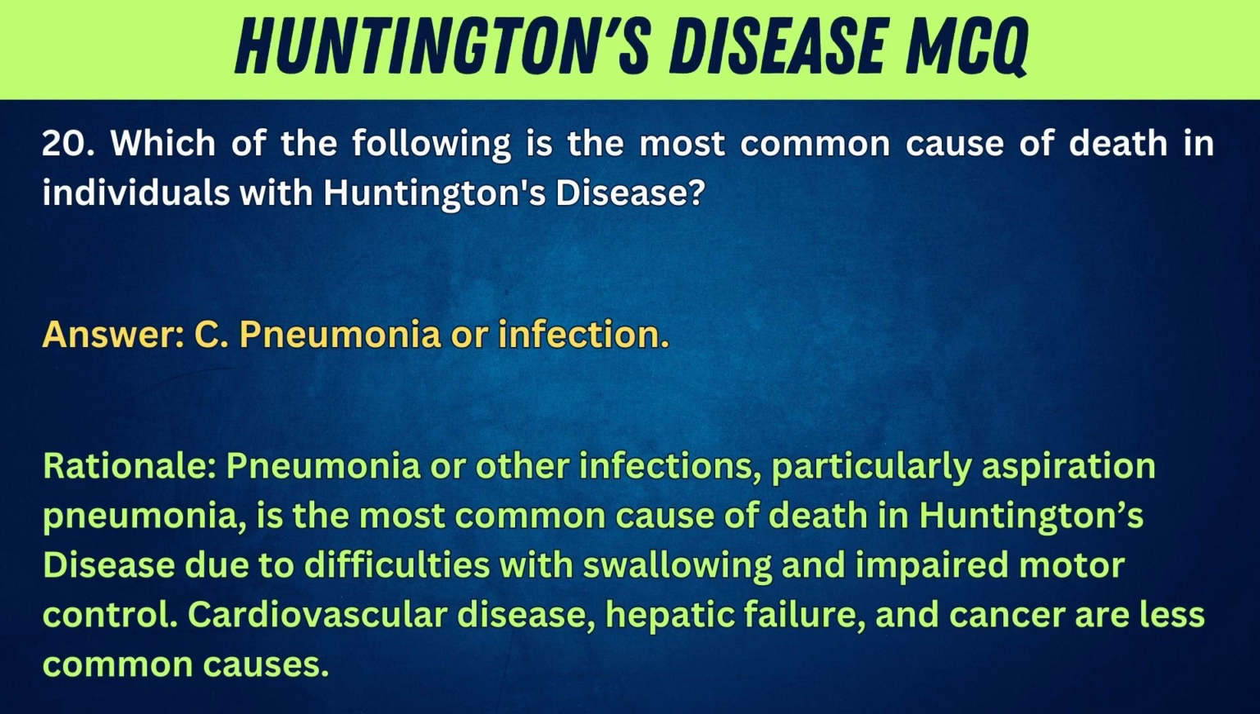Rationale: pneumonia or other infections, particularly aspiration pneumonia, is the most common cause of death in Huntington's disease due to difficulties with swallowing and impaired motor control. Cardiovascular disease, hepatic failure, and cancer are less common causes.